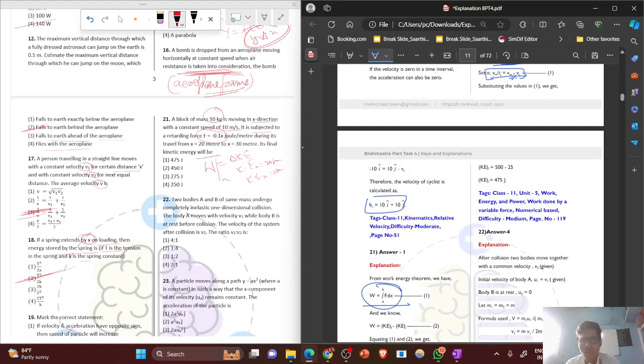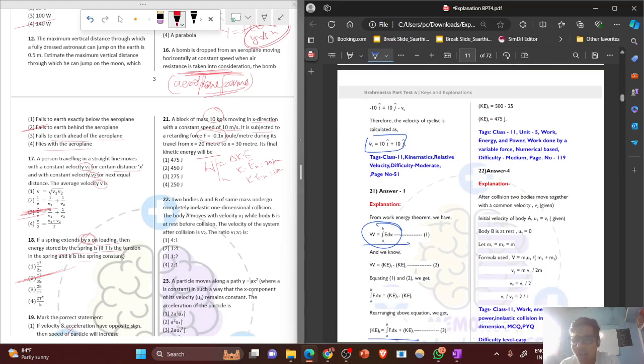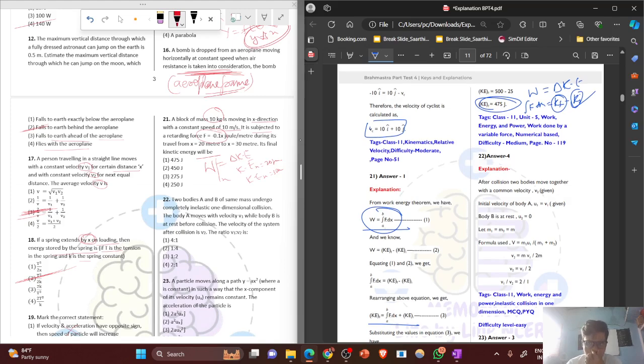It is telling that it is moving with constant velocity, so the initial kinetic energy is fixed. You just need to calculate the final kinetic energy. Work done is equal to change in kinetic energy, and you can calculate work done using force: the integration of F dot ds equals kinetic energy final minus kinetic energy initial. You know the initial, so you can calculate the final. After calculation, the correct answer comes out to be option number one, 475 joules.